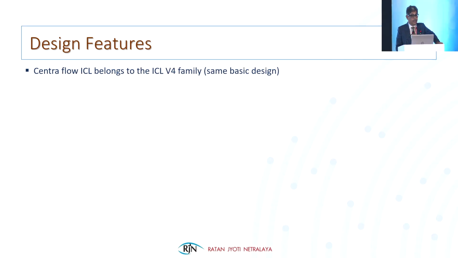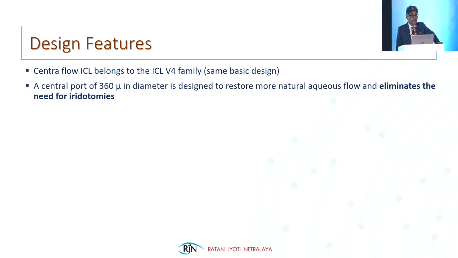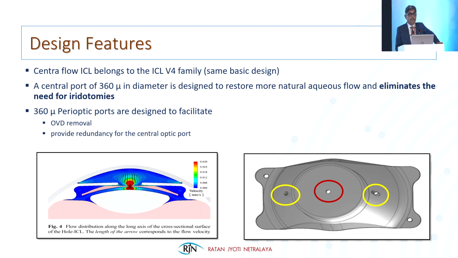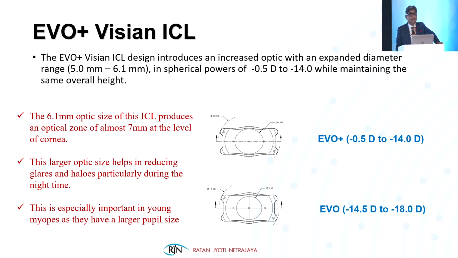Coming to the design, it is from the ICL V4 family with a central port of 360 micron, which equates the aqueous from behind the ICL and in the anterior chamber. This eliminates the need for iridotomies. As you can see here, in the center there is an opening. For redundancy and for removal of the viscoelastic, there are two extra ports on the other side, and it equates the aqueous. With this, a recent study says the chances of cataract formation are also decreased.